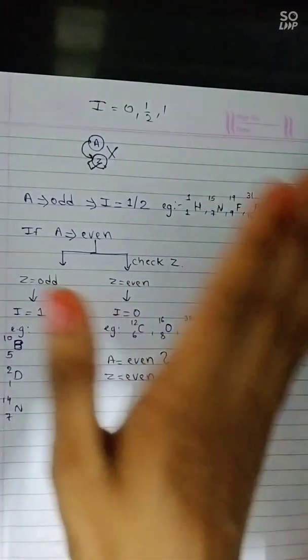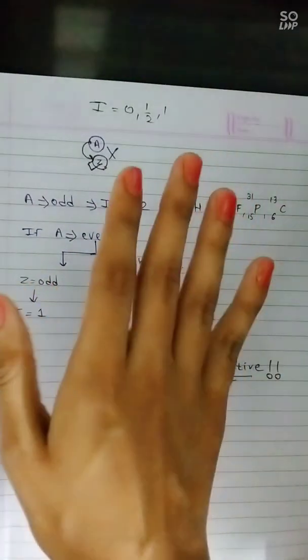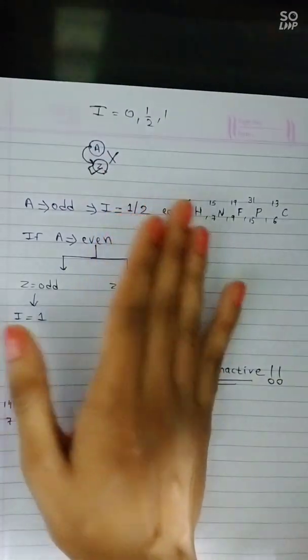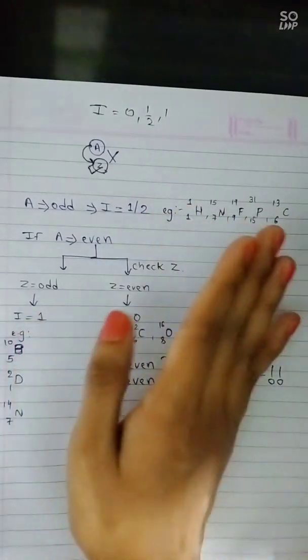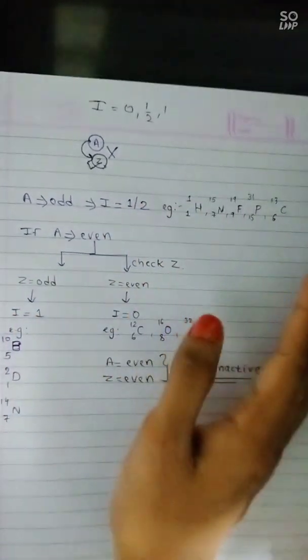Okay, this is very important because many times MCQs are also asked for this in JPAT and NIPER, and you can also write this in your theory. So this is very important. Okay, know this.